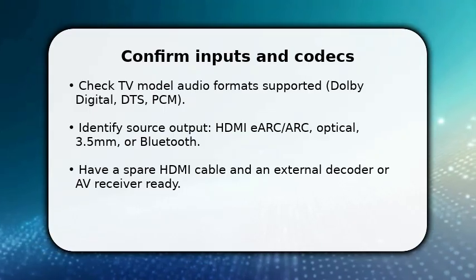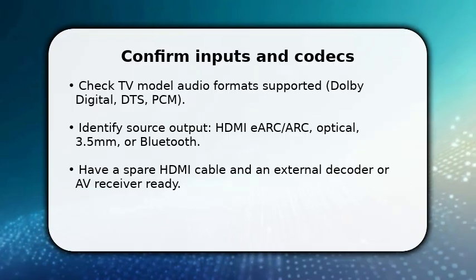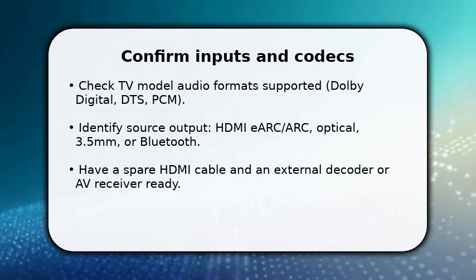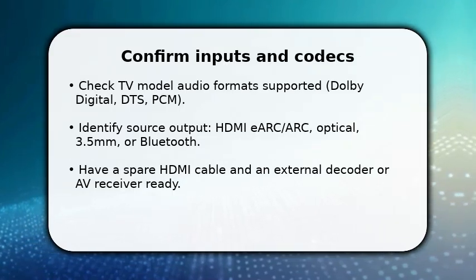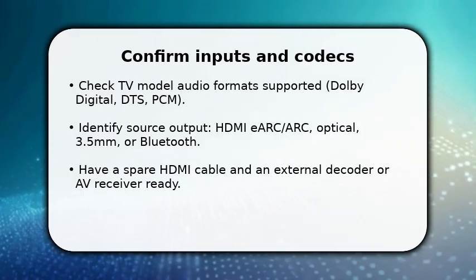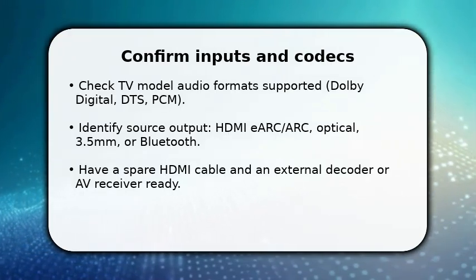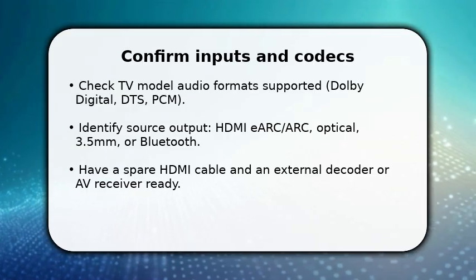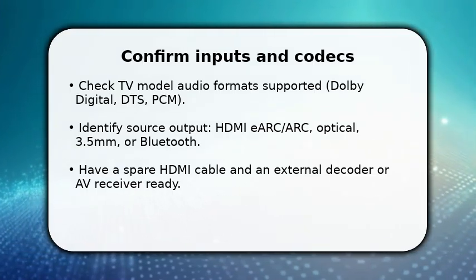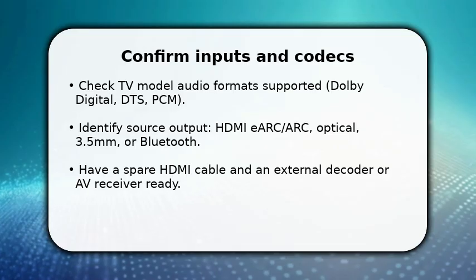You start by confirming prerequisites and taking the first actions now. Check the TV's audio format list so you know which codecs are unsupported. This tells you whether to transcode or pass through. Once done, switch the source to a direct HDMI eARC or optical output rather than smart app streaming, and connect an external decoder or AV receiver if the TV lacks native support.